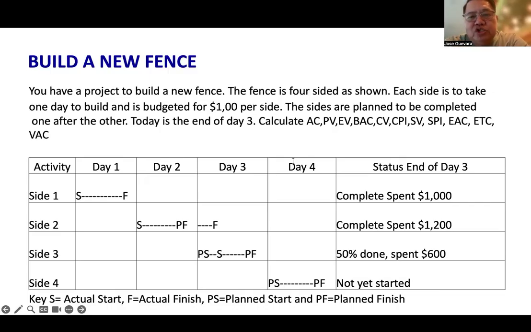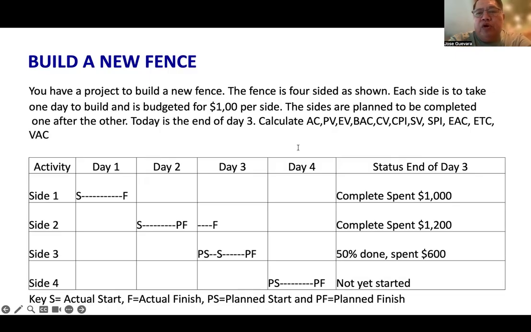According to the original schedule, by the end of day three, we should have completed these three sides of the fence. Now let's compare the plan with what actually happened. Side one was completed and cost exactly $1,000. Side two was also completed, but it cost $1,200, which is more than budgeted. Side three has only been completed halfway and has already cost $600. Side four has not yet started.